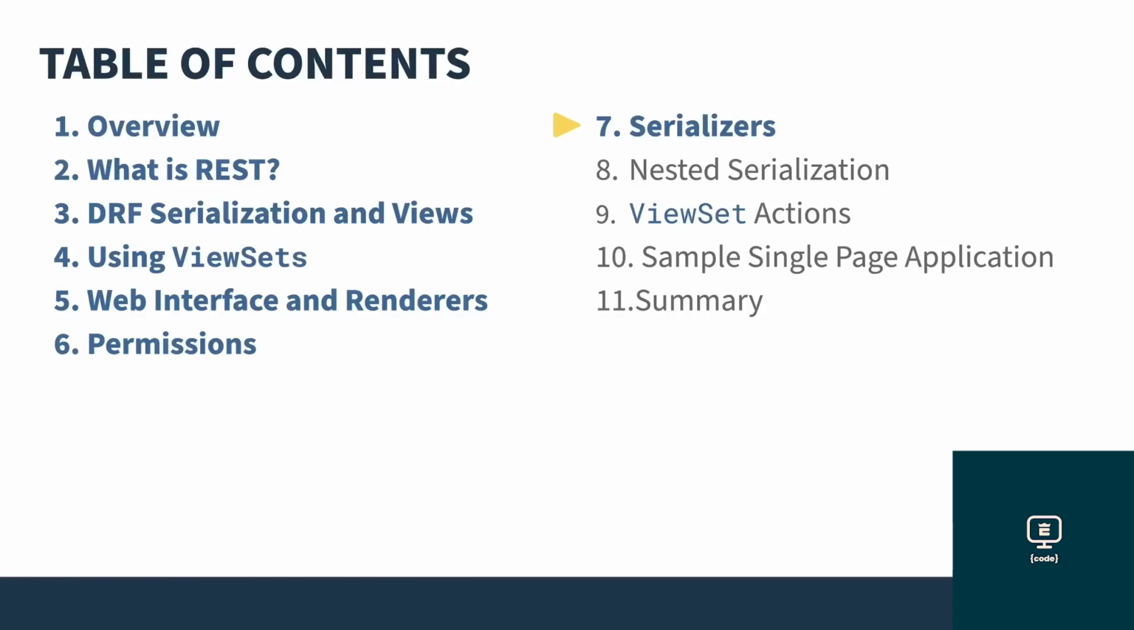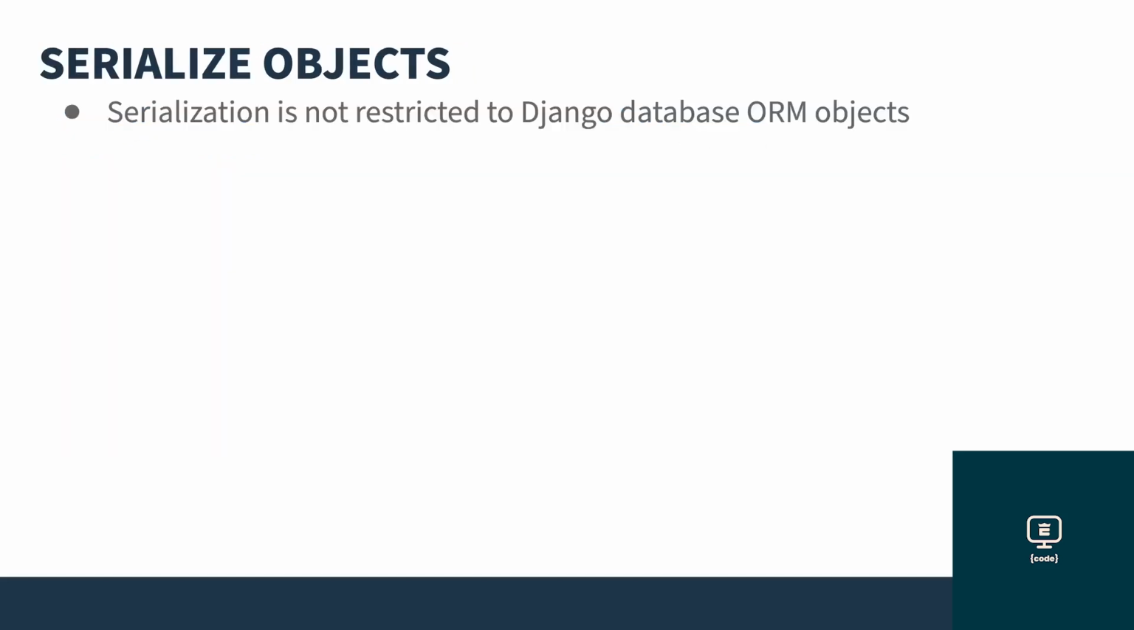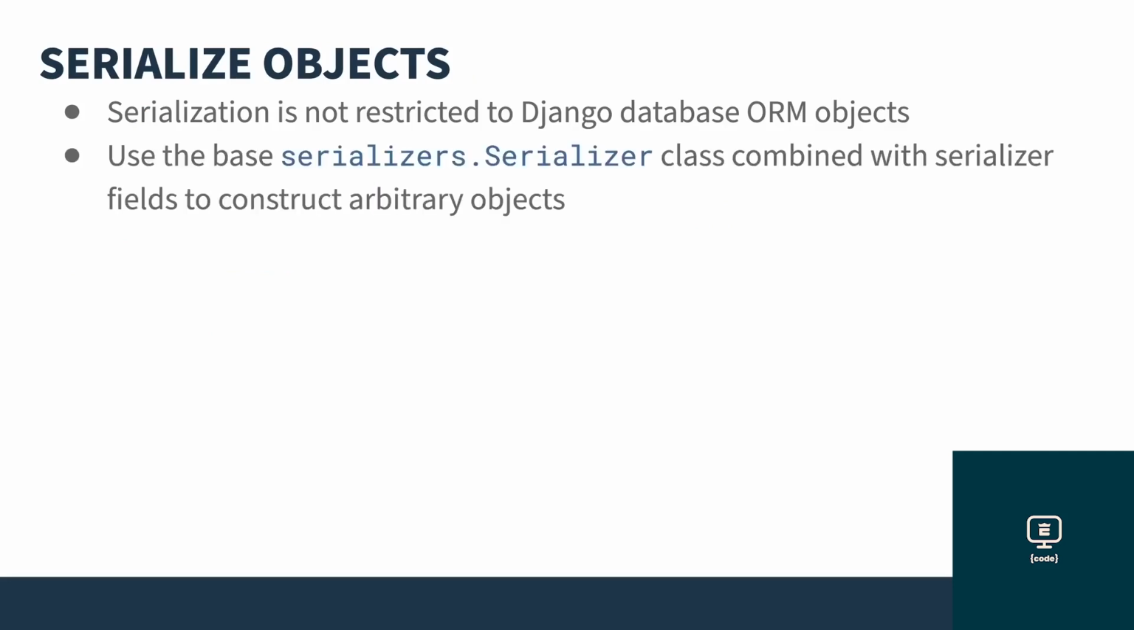In the previous lesson, I showed you how to use permissions with the DRF. In this lesson, I'm going to show you how to use serializers that are not associated with a Django model. Up until now, all of the serialization that I've shown you has been associated with a Django database ORM object. You don't have to do that. You can create a serializer from scratch, and it doesn't have to serialize something from Django.